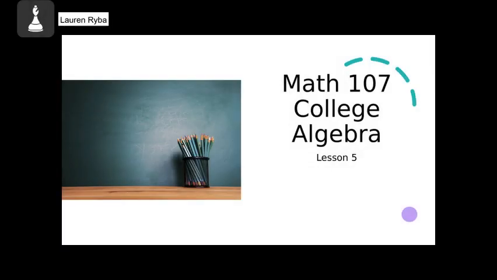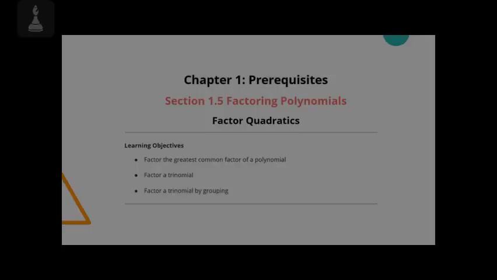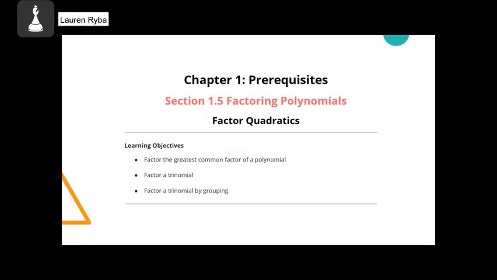This is the lecture for Lesson 5. This section is going to cover all sorts of types of factoring polynomials. In this first group, we're just going to work with the greatest common factor and some trinomials.